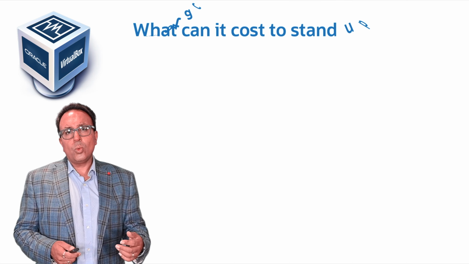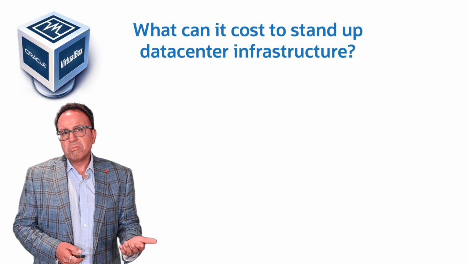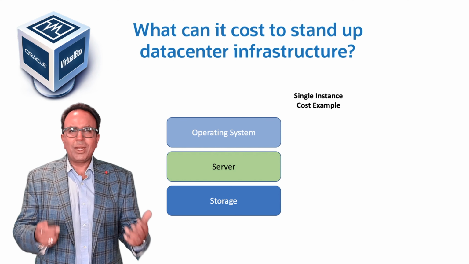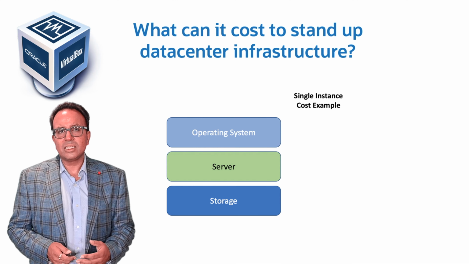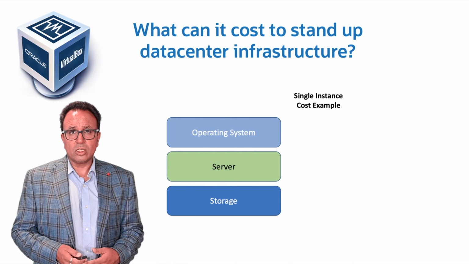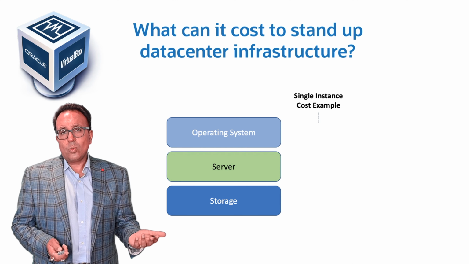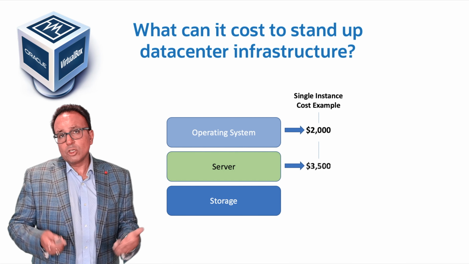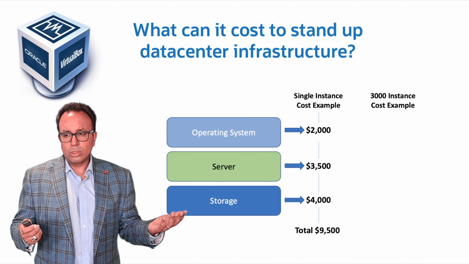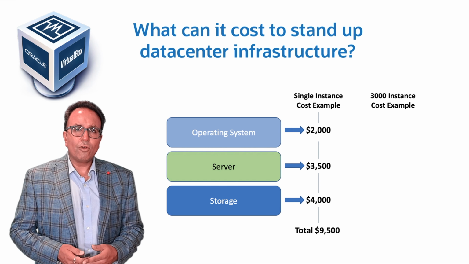So let's look at an example of a single instance physical server cost. Everybody has a slightly different setup, but let's just take this example. You've got one storage node, one server node, and an operating system that sits on top. That constitutes a physical architecture. The operating system, which could be any operating system, could cost you about $2,000 per instance. The actual server would maybe cost you about $3,500, and the storage node maybe $4,000.